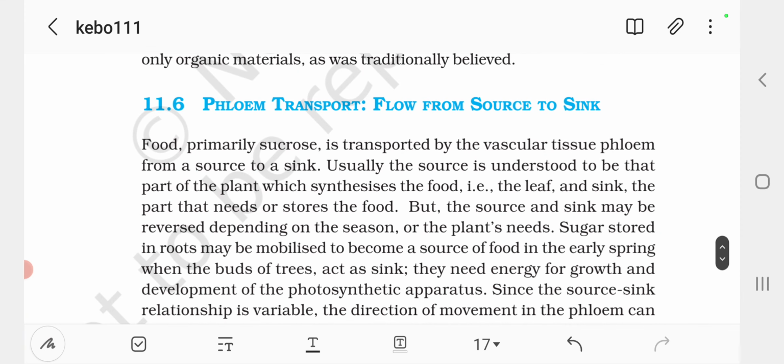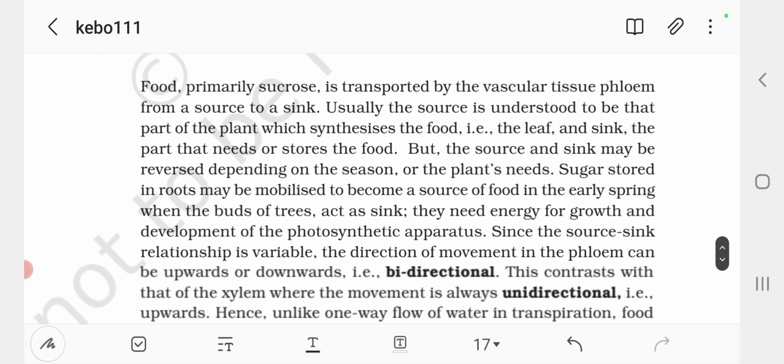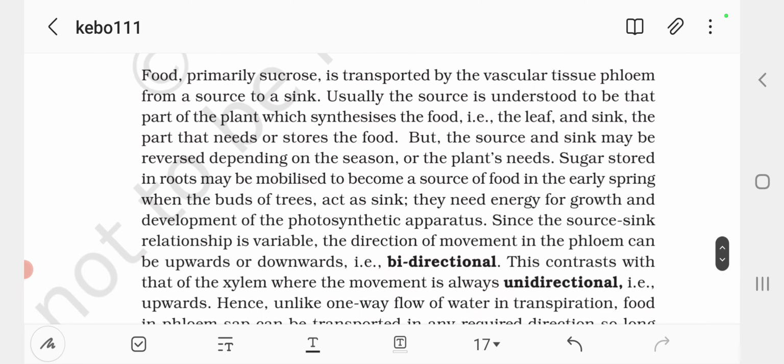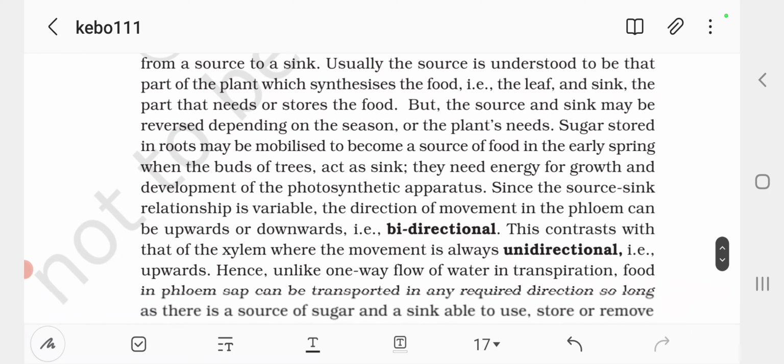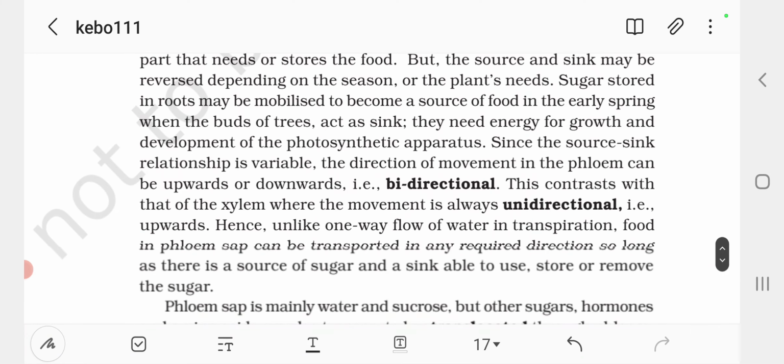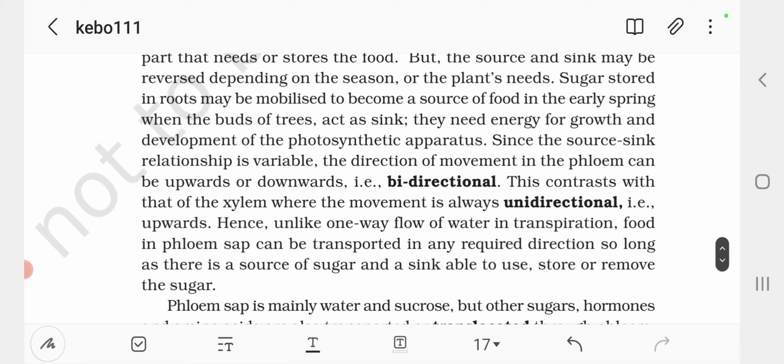11.6 Phloem transport: flow from source to sink. Food, primarily sucrose, is transported by the vascular tissue phloem from a source to the sink. Usually, the source is understood to be that part of the plant which synthesizes the food, that is, the leaf, and the sink, the part that needs or stores the food. But the source and the sink may be reversed depending on the season or the plant's needs.